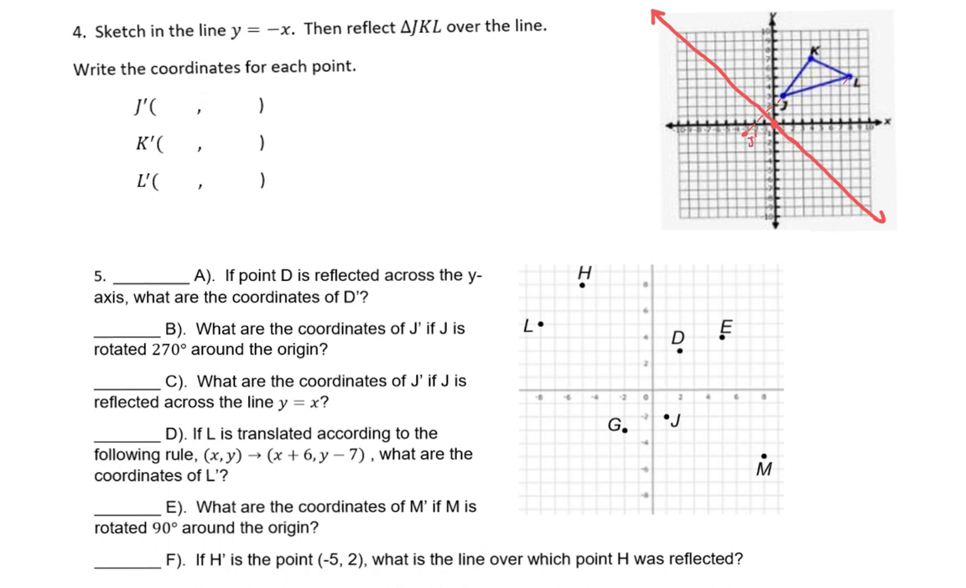Look at L. 1, 2, 3, 4, 5, 6, 6.5 diagonals. So we'll go 1, or sorry, that's a half. So half, 1.5, 2.5, 3.5, 4.5, 5.5, 6.5 diagonals on the other side. Call it L prime. Same thing with K. 1, 2, 3, 4, 5, 5.5. Half, 1.5, 2.5, 3.5, 4.5, 5.5. K prime.